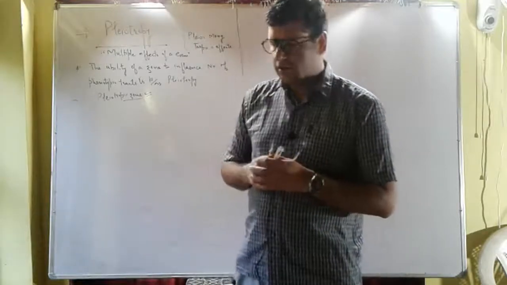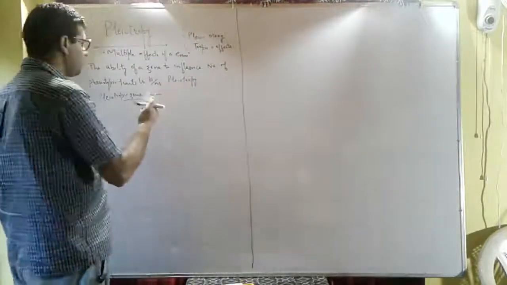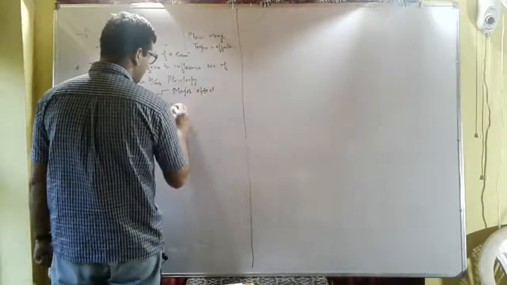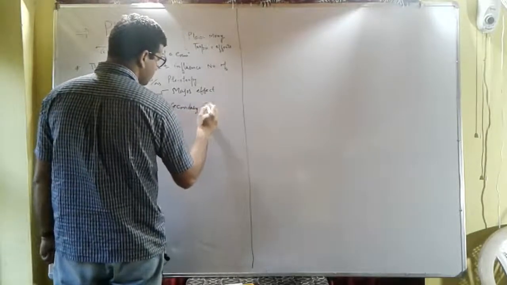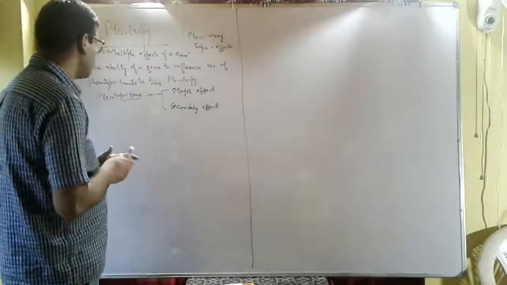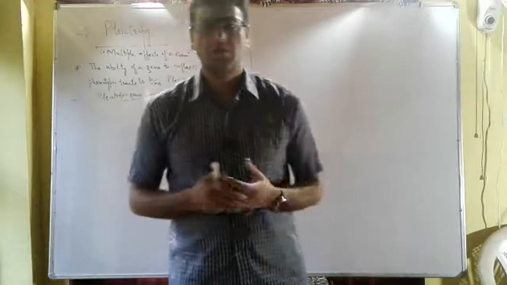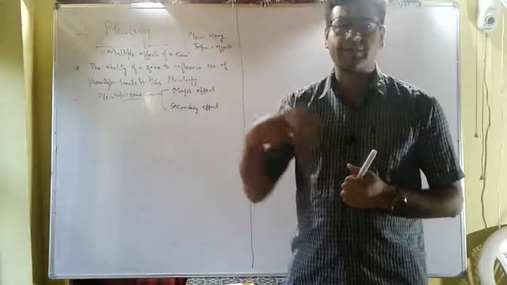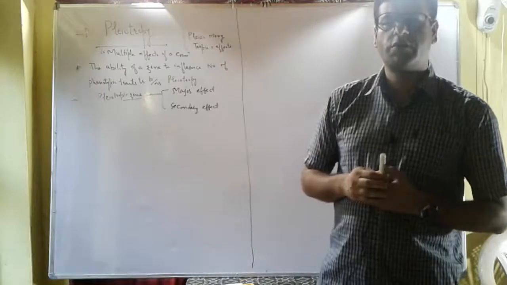In case of pleiotropy, this pleiotropic gene can have major effects and secondary effects. What I mean to say is that sometimes this pleiotropic gene produces a more pronounced effect in some phenotypic traits, that is the major effect. And in other phenotypic traits, it produces less evident effects, what are called secondary effects.